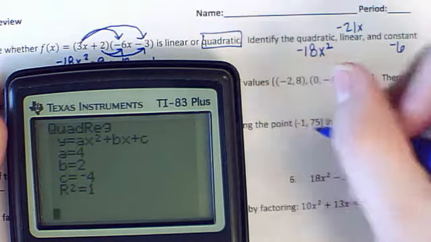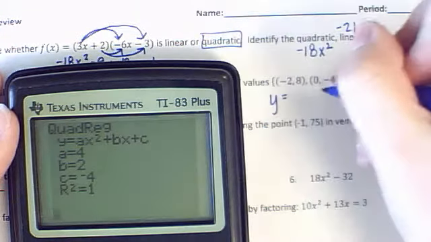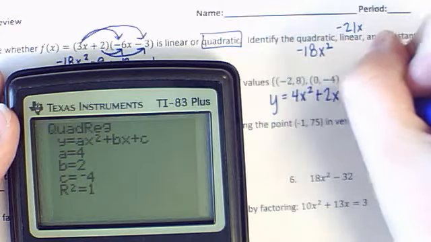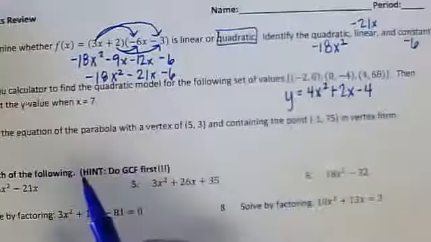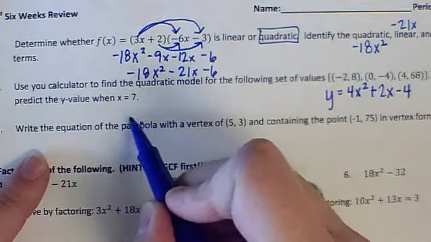Okay, so there's my A, B, and C. I'm going to just take it and plug it in. So I have y equals 4x squared plus 2x minus 4 if I plug them in. Okay, so that's the first part. There's the quadratic model. Then it says predict the value, or the y value, when x is 7.